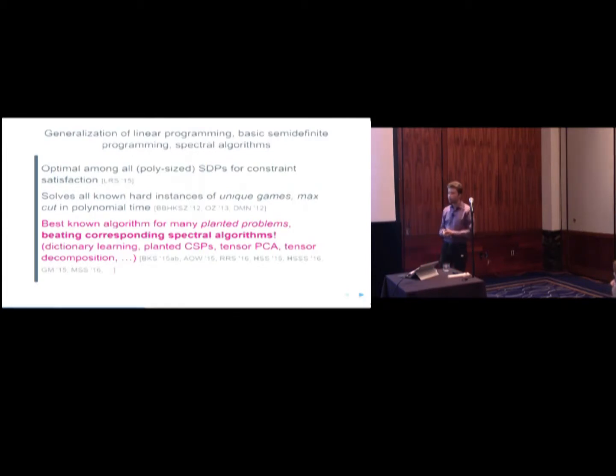And in many of these cases, there was some corresponding spectral algorithm for whatever setting you were considering. And sum of squares came along and beat the naive spectral algorithm for these problems. Okay, it improved the parameters that you could handle in polynomial time. So this is some pretty strong evidence that maybe it should be capable of beating this naive spectral algorithm in the case of planted clique.